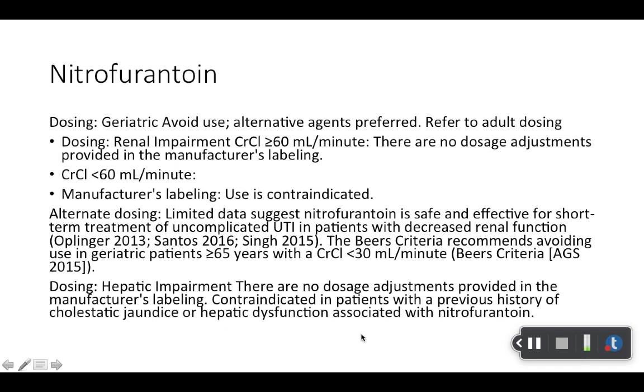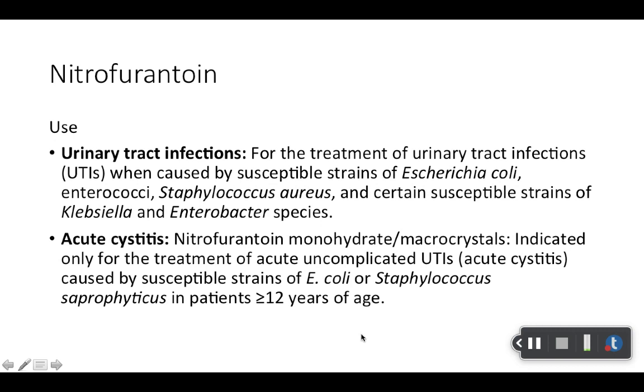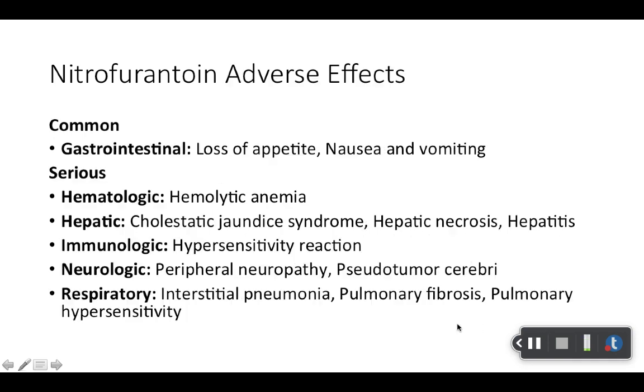Just FYI, don't stress about memorizing that. I mentioned this too, geriatric. I actually had it listed for you guys, so yes, avoid geriatric use. Definitely highlight that, star that. And then you don't have to worry about hepatic dosing adjustments, however, it is contraindicated in patients with a previous history of jaundice or hepatic dysfunction.